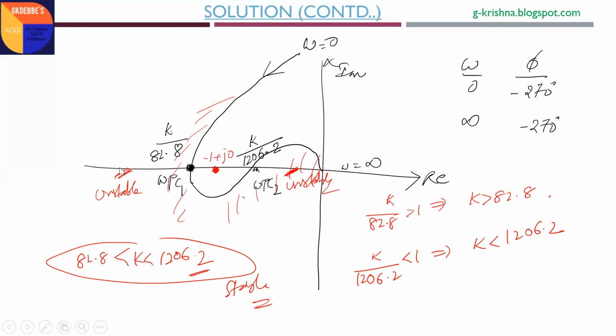Unstable means if you locate the minus 1 plus j0 point here, K should be greater than 0 until less than 82.8. The minus 1 plus j0 point is located there and encircled, and it is an unstable system. Even if you locate the minus 1 plus j0 point in this region, it is also unstable. If you locate it here, K should be greater than 1206.2, and it will be unstable. The polar plot passes through the minus 1 plus j0 point for two values of gain K: one is 82.8, another is 1206.2. Those are the values of gain K for marginal stability. Even if you analyze with the polar plot using the concept of encirclement, we get the same answer.